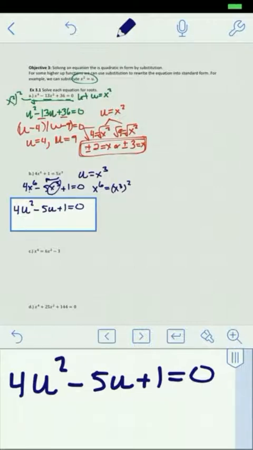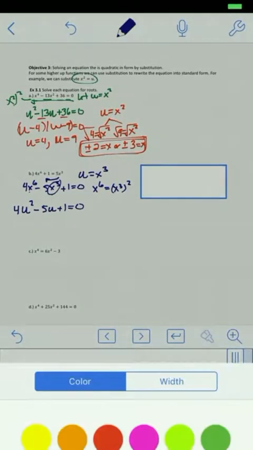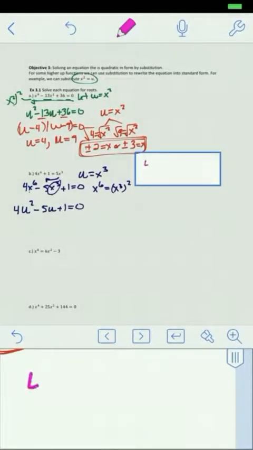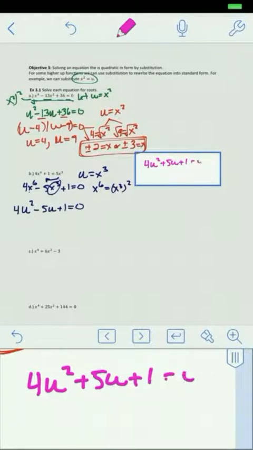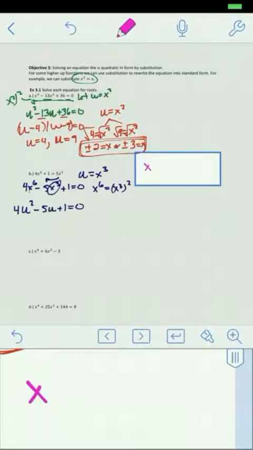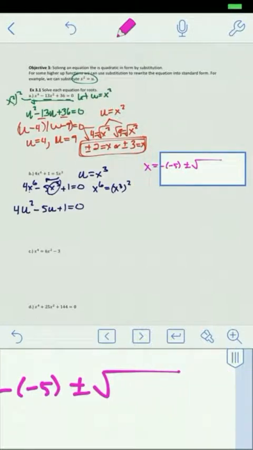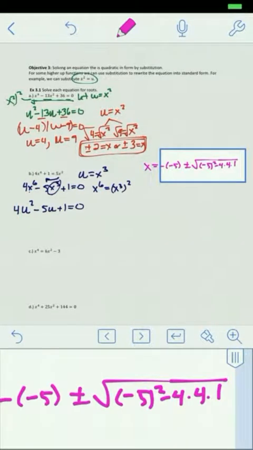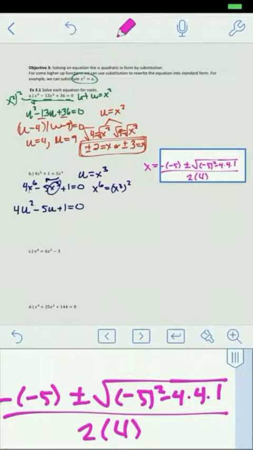Again, I could solve this by factoring, but I think I'm going to complete the square so that we can practice with that as well. So I have 4u squared plus 5u plus 1 equals, no, I'm not going to do complete the square. I'm going to do quadratic formula. So u is equal to minus b plus or minus the square root of b squared minus 4 times a times c, 4 4 1, all over 2a.